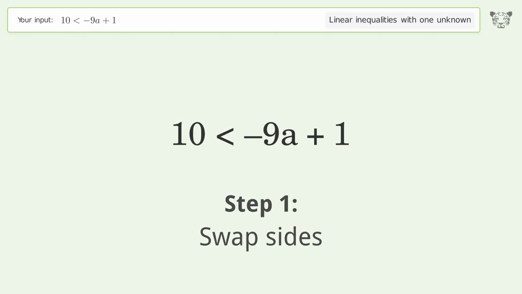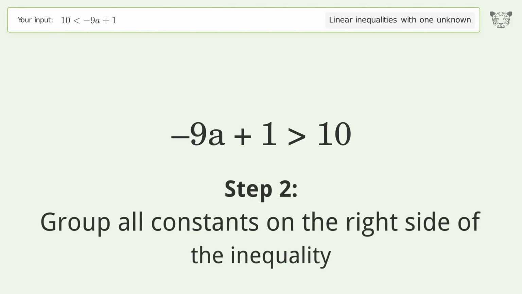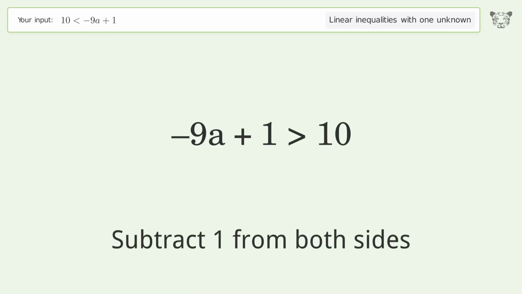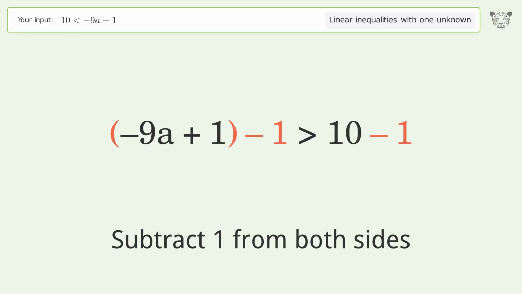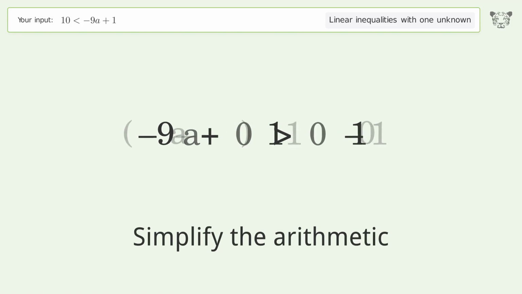Swap sides. Group all constants on the right side of the inequality. Subtract 1 from both sides. Simplify the arithmetic.